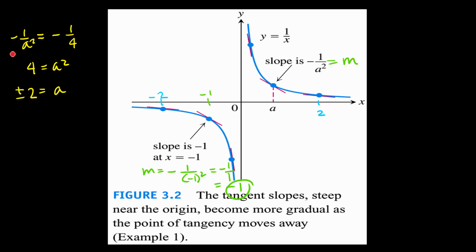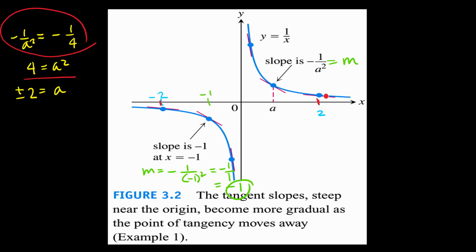So now you take negative 1 over a, equated to negative 1/4, and when you cross multiply this, what do you get? You're going to get 4 equal to a squared, which means a is equal to either plus or minus 2. Say this is 2, and that's negative 2. So that's the slope of the line tangent to the curve at x equal to 2, or a equal to 2, and then right here at a equal to negative 2. And notice that these two lines are parallel because they have the same slopes.